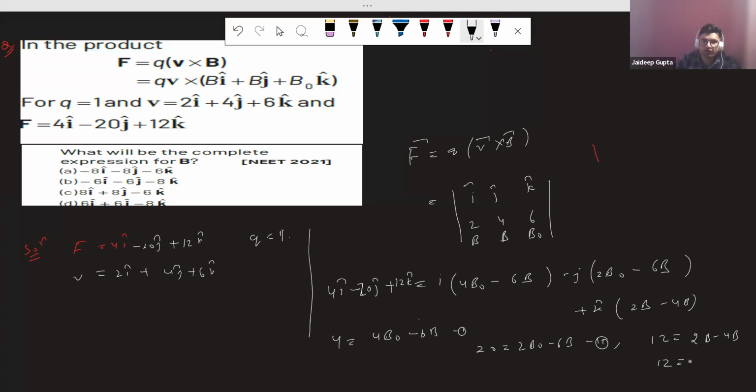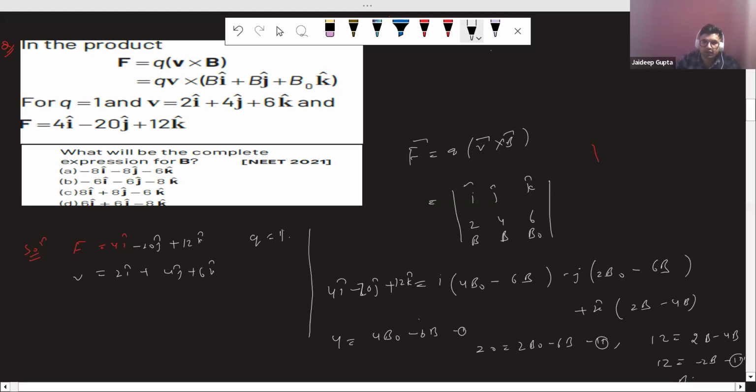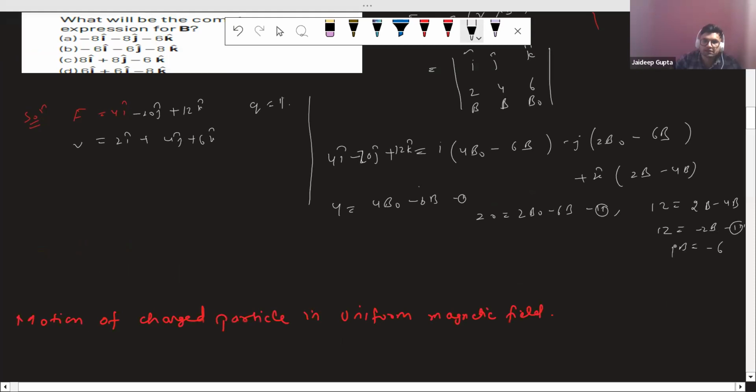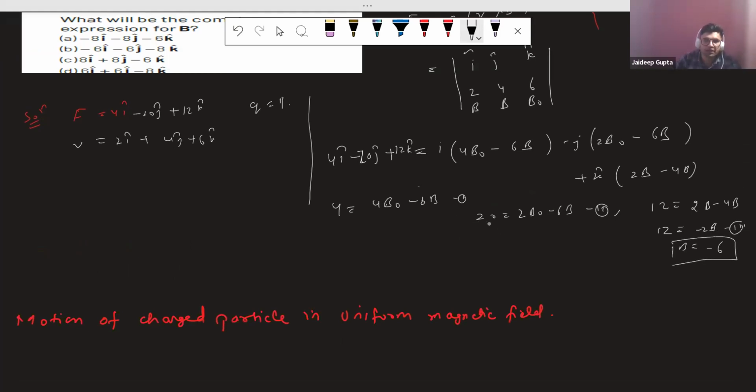Now we can find the value of B by using the third equation. So B is minus 6. Substitute in either of the equations. So 20 equals 2 B naught minus 6 times minus 6, so 20 equals 2 B naught minus 36. So B naught will come out: 36 minus 20 is 16, so minus 16 divided by 2, minus 8. So the magnetic field equals minus 8 i cap minus 6 j cap minus 6 k cap, I think.